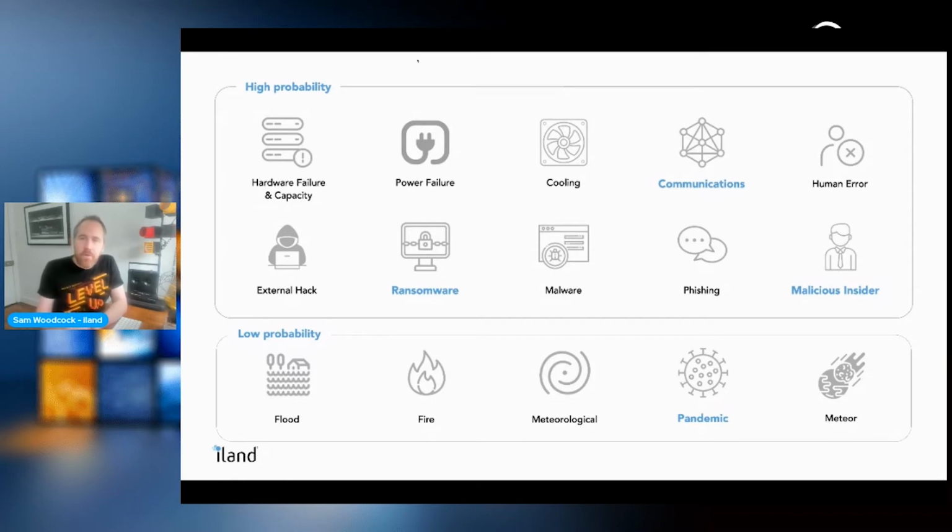And so what happens if those communications break down? How are you going to get your customers and your users to connect to those applications as well? So again, it's important to put a strategy in place that covers both high and low probability disasters as well.